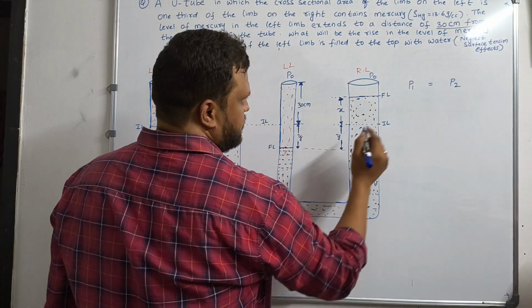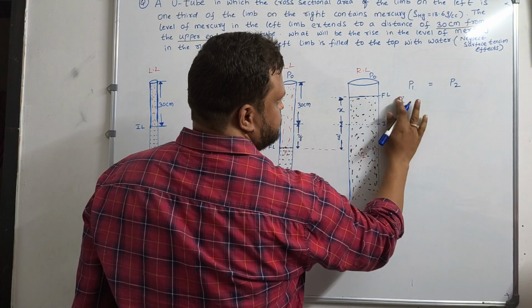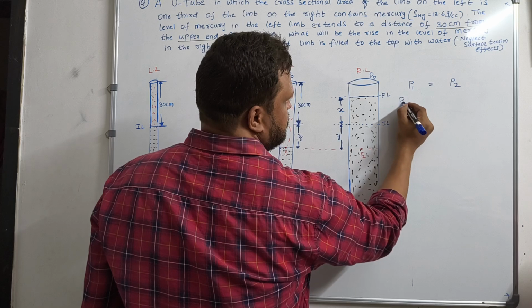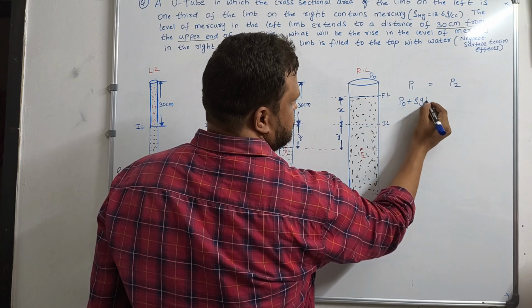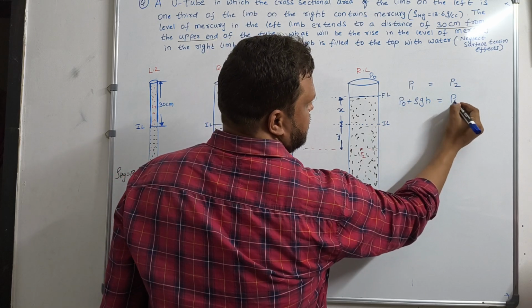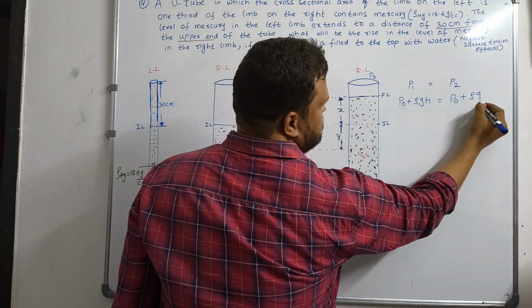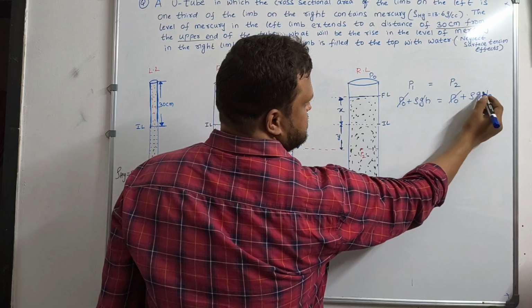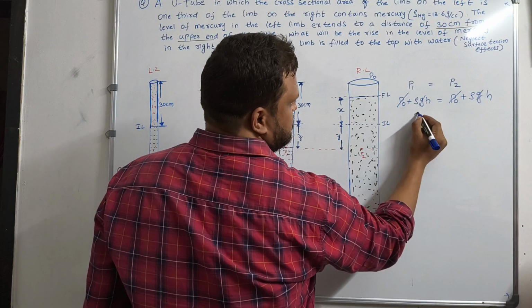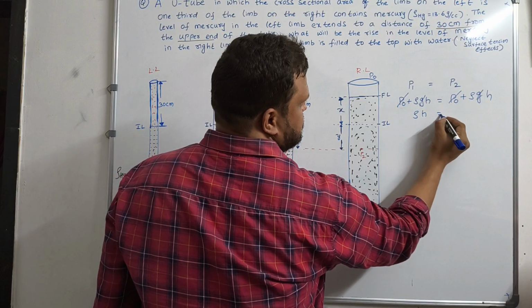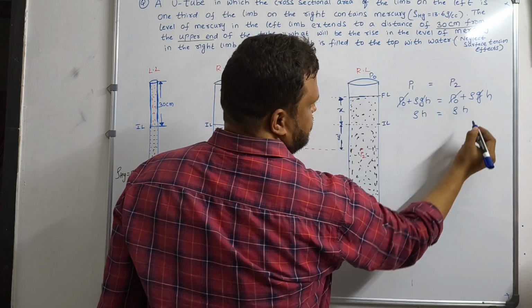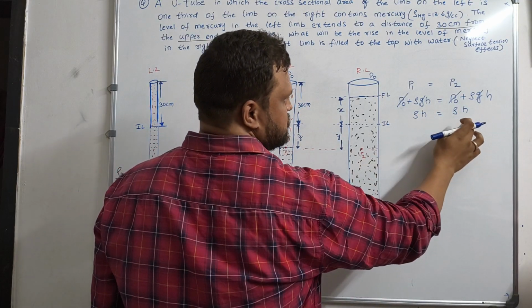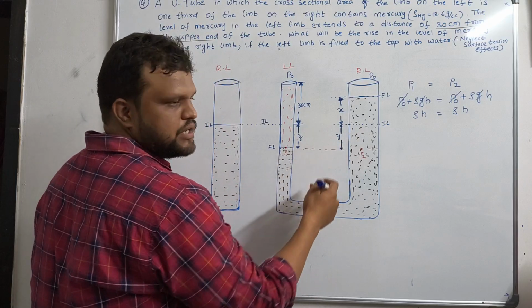Here we can write P1 equals P0 plus rho g h, which is also equal to P0 plus rho g h. So we can directly cancel out the atmospheric pressure and also the acceleration due to gravity on both sides. So here we will get rho h, this is also equal to rho h. Now this rho h and this rho h are not the same because here the liquids are different.